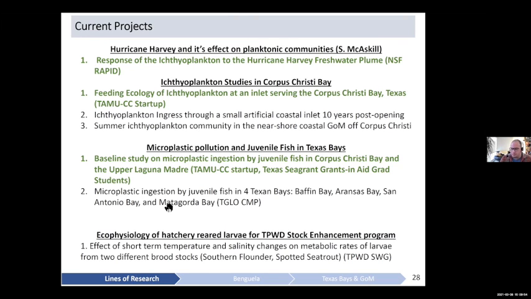And the last one is the ecophysiology of hatchery-reared larvae for the state agency stock enhancement program. That's more of a physiology project with Parks and Wildlife. They are rearing southern spotted sea trout, which is a sciaenid, and southern flounder. And we look at temperature and salinity effects on metabolic rates. We also just started a project where we will release juvenile flounders of 2 different sizes into net pens in the wild environment, to see how they do in terms of mortality and some other parameters in the first 2 months after release. Okay, I think with that I wrap up.